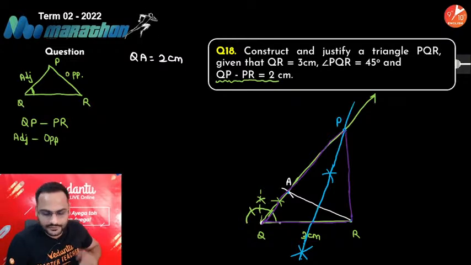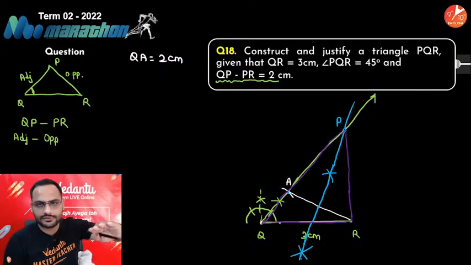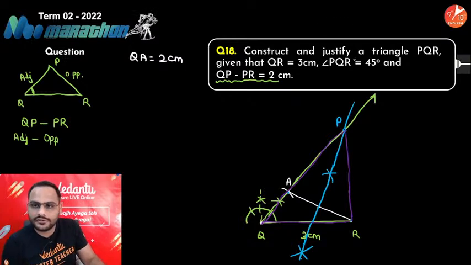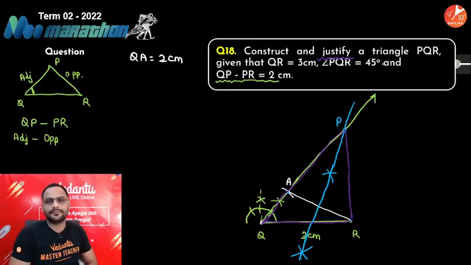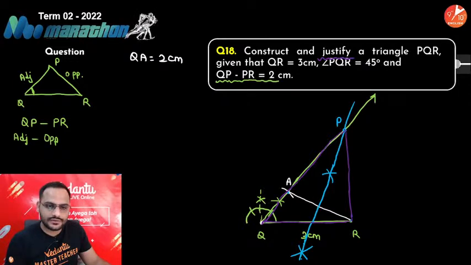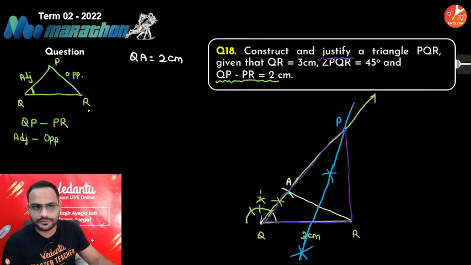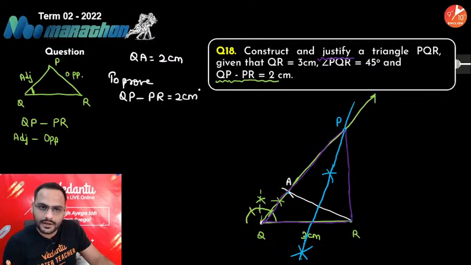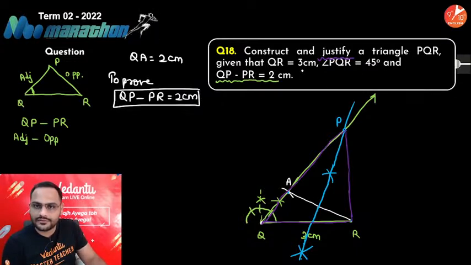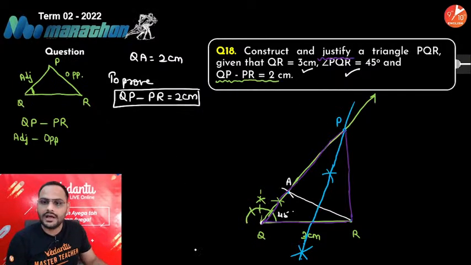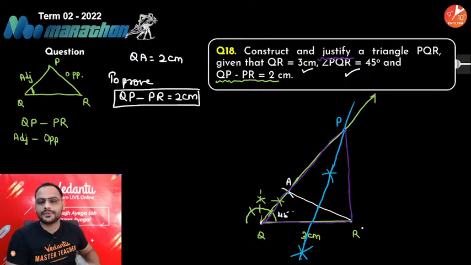Okay, now look, this is only half part. If you are leaving the question here, you are losing your marks. Why? Because the question has said justify as well. Justification also has to be given. How do you justify this is the same triangle? Justification means I need to prove that this QP minus PR is 2 centimeter. The rest, by construction QR I have taken as 3 centimeter. Angle Q is 45 degree by construction. The justification for these is construction.